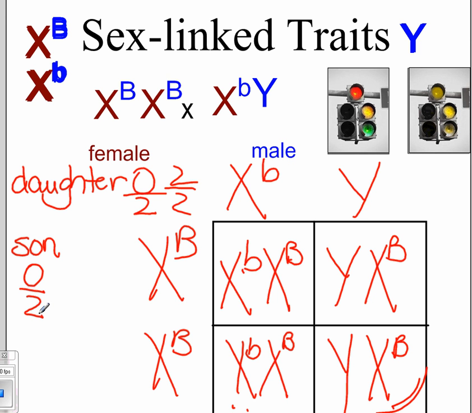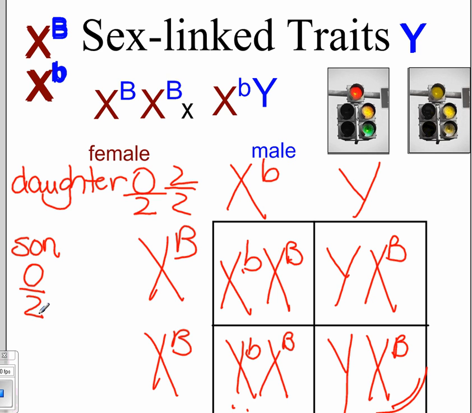When you look at this, even if dad is colorblind, will he ever have a son that's colorblind if the wife is not a carrier? No, because he only gives the Y to the son. So even if he's colorblind, if the wife is not a carrier, they will never have a son that will carry on the colorblind gene. So where does the colorblind gene come from for the son? From the mom. From the mom. All right?